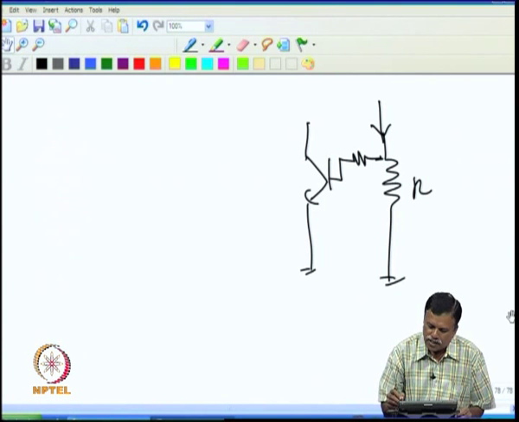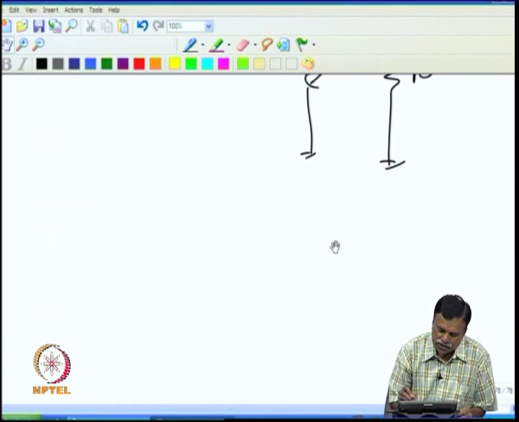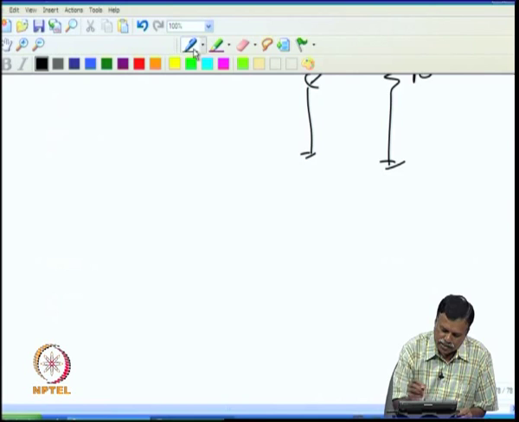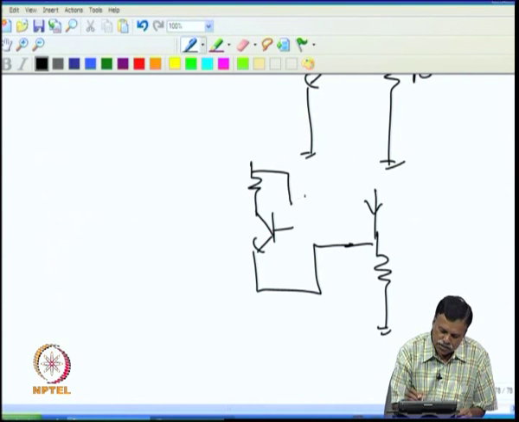This problem is not there in the circuit which we have discussed so far, because if you look at the circuit very carefully, what we have done is that we have taken the load current, and then this one is connected to the emitter of the transistor, and the base is connected through this, and this is connected to a constant current source.